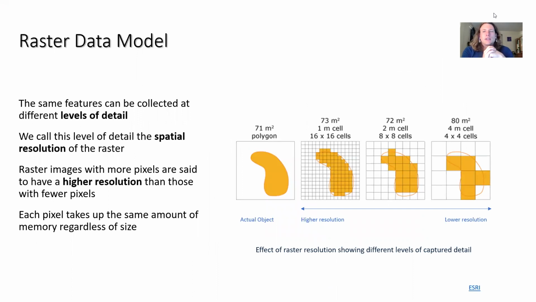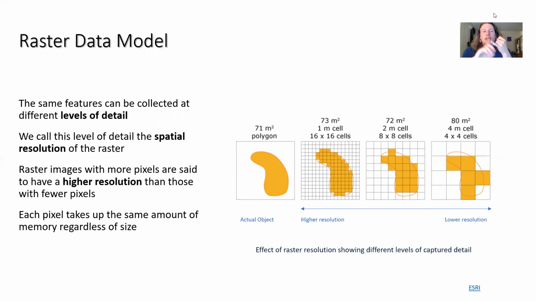So the same features can be collected at different levels of detail. That might depend on the sensors available to collect the information or the level of detail that we need the information at. So again, we call this the spatial resolution. Raster images with more pixels per area are said to have higher resolution than those with fewer pixels in the same area.